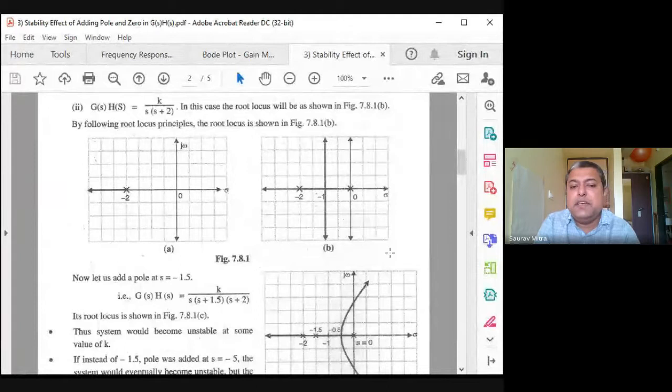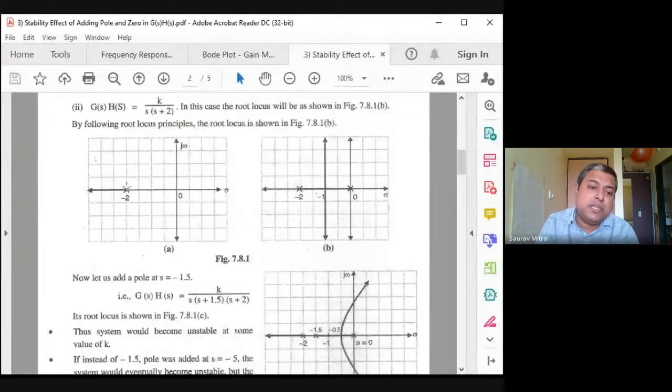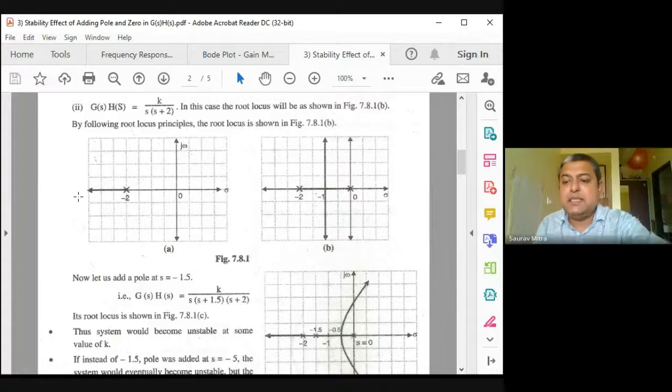This root locus, that is figure B, is also stable because the whole root locus is lying in the left-hand side of the s plane. But relatively, this system K by s into s plus 2 is less stable. I'm repeating, both systems are stable, K by s plus 2 and K by s into s plus 2. But K by s plus 2 is highly stable because here the root locus does not leave the real axis. That means there is no oscillatory response in the time domain. That means the system will be highly stable.